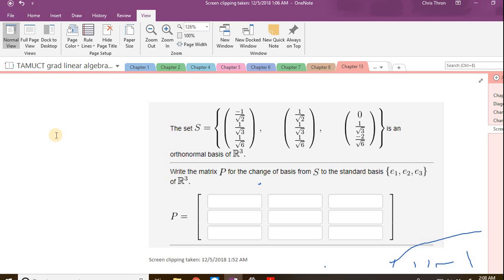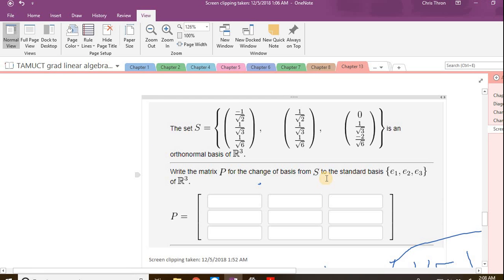Well, no, I say write the matrix P inverse, P for the change of basis from the standard basis to the basis S. Well, because I loaded this from the book, not from the WebWorK site, so these problems are all within my own control, I believe. I think. I'll have to check.